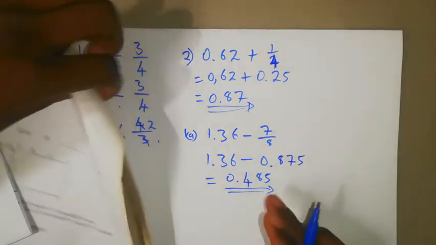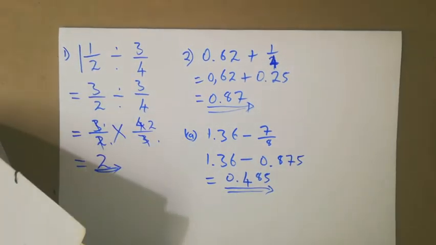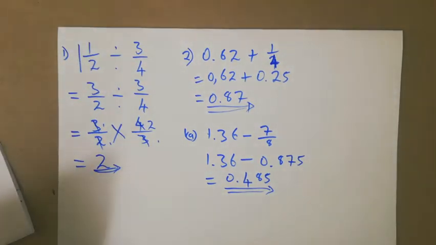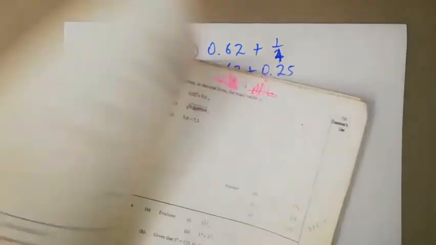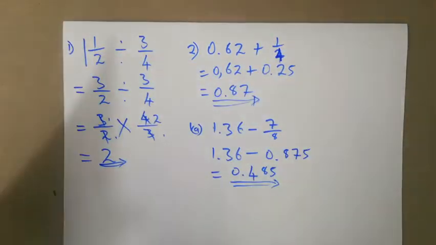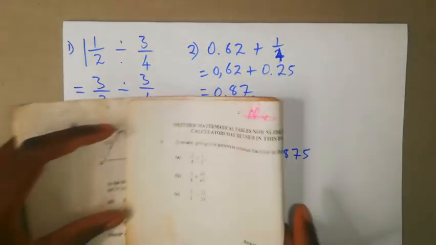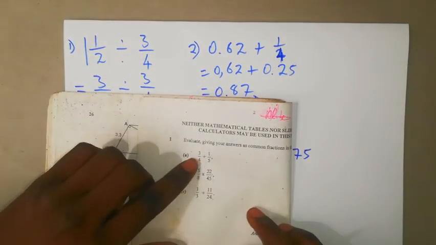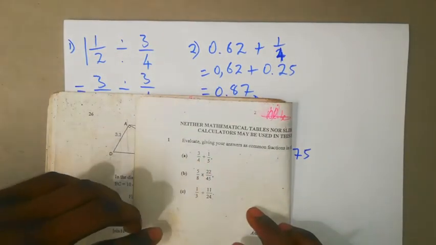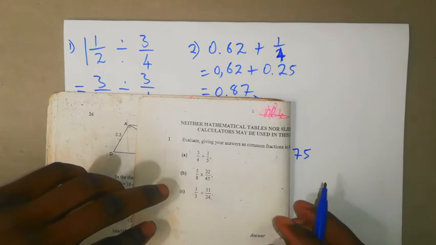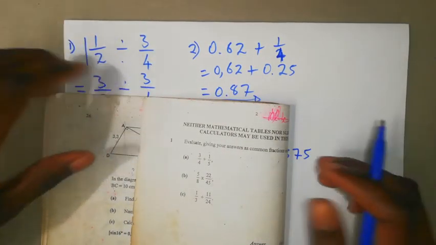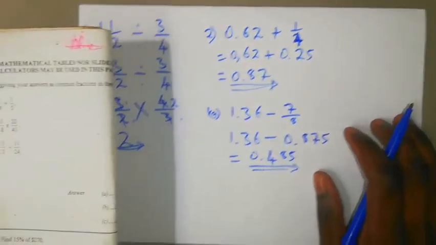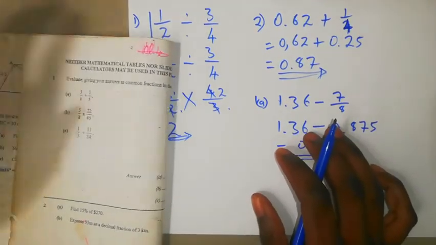So those are decimals that are combined with what? With fractions. Let me give you some different examples of these fractions. So this is my November 2001. They are my questions there. I've got 3/4 plus 1/5, 5/8 times 22/45. Those are typical examination questions that we are coming across here.